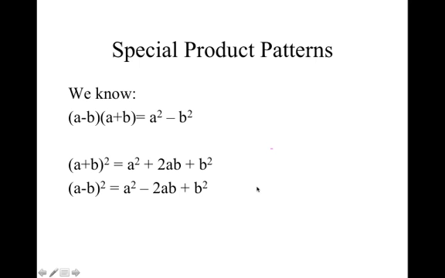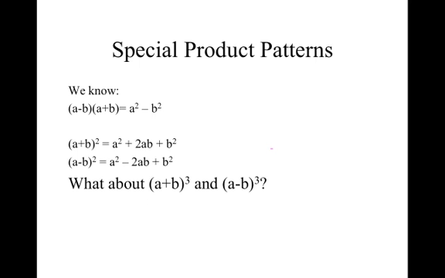We know our perfect square trinomial patterns, and so we know that if we have a plus b quantity squared, that's going to equal a squared plus twice the product of the bases, so 2ab, and then plus b squared. And same thing for a minus b squared. The only thing different is that that middle term is going to be minus 2ab.